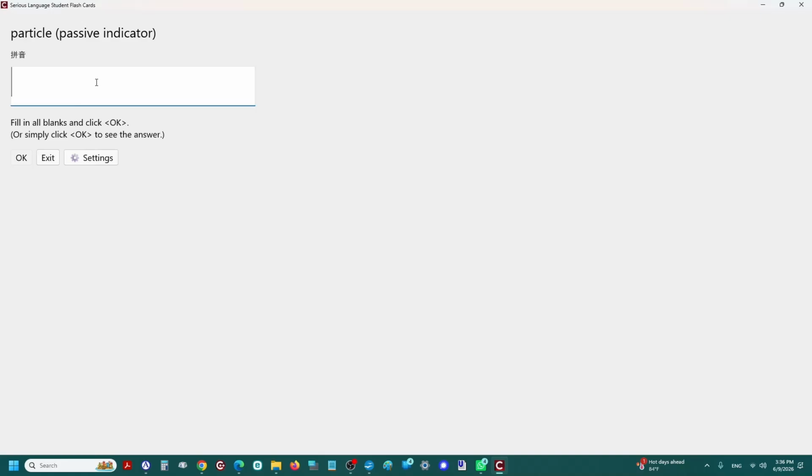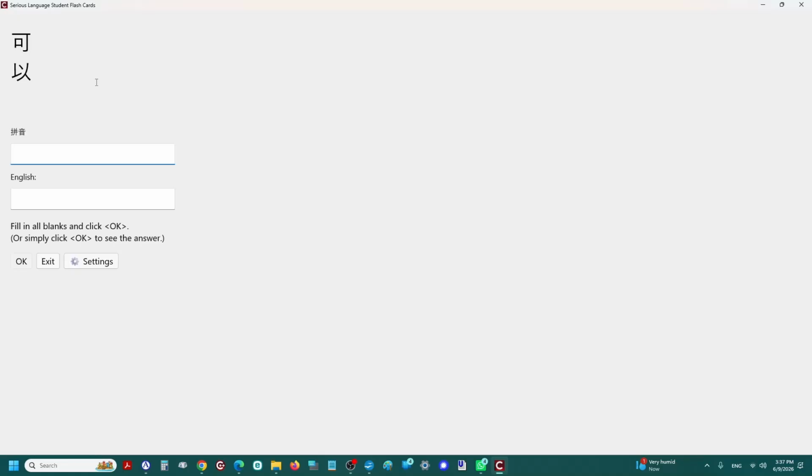And here is the particle that's used to indicate the passive, which is bei, I believe. Yes, that's correct. And then we're getting to the third level. We're being given the character and asked both for pronunciation and for the English. So that's the more advanced stage you get to after you've gotten the card correct previously on the easier challenges.